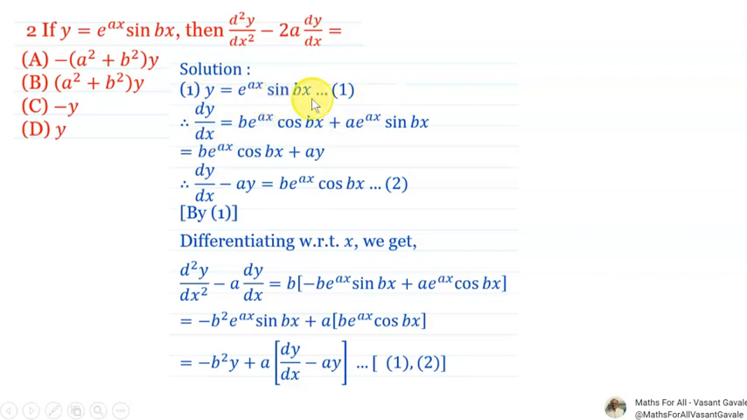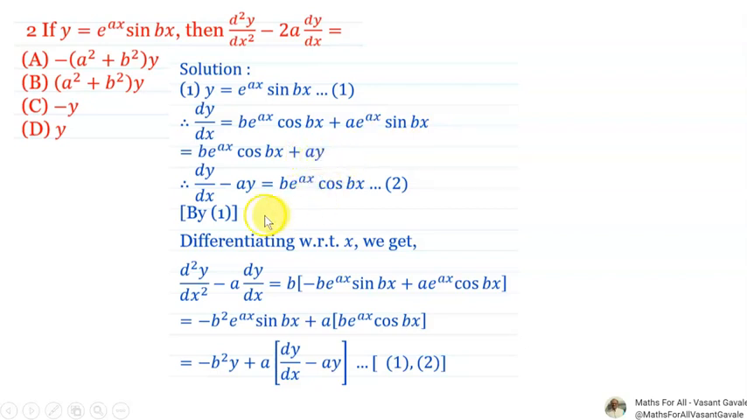First derivative of sin of bx is cos of bx into b into e raised to ax as it is plus sin of bx as it is. Derivative of e raised to ax is e raised to ax into derivative of ax is a. Okay, then you will get here dy by dx is equals to b e raised to ax cos of bx. But what is the value of e raised to ax into sin of bx? That is y. And hence here you will get here ay.